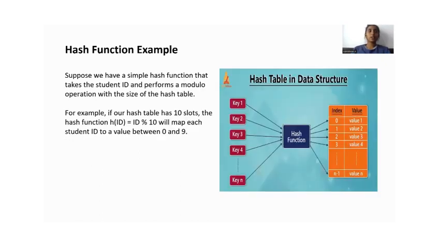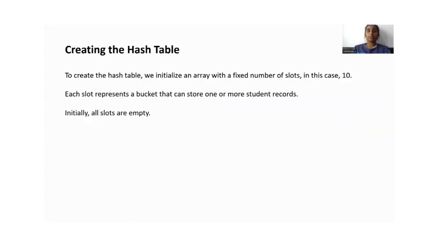Hash function. Example for a hash function. Suppose we have a simple hash function that takes the student ID and performs a modulo operation with the size of the hash table. For example, if our hash table has 10 slots, the hash function H(ID) equals ID modulus 10 will map each student ID to a value between 0 to 9.